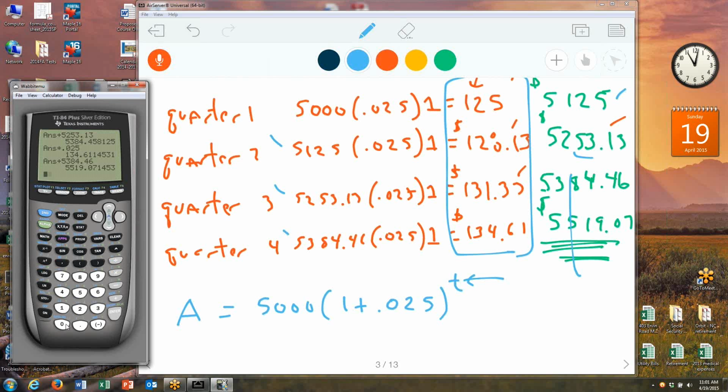So it's going to be 5,000 times parenthesis 1 plus 0.025 to the third, and let's see what we come up with. And right there is our 5,384.45. We had 46. We must have had a rounding error in there somewhere. I wasn't paying real close attention to that. But that's how you do it, all right?